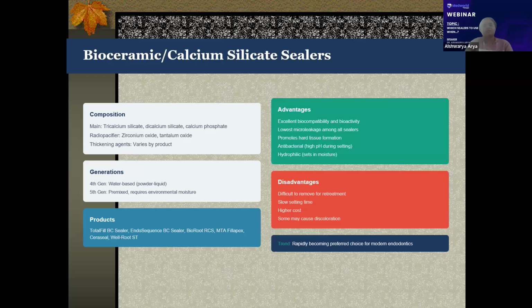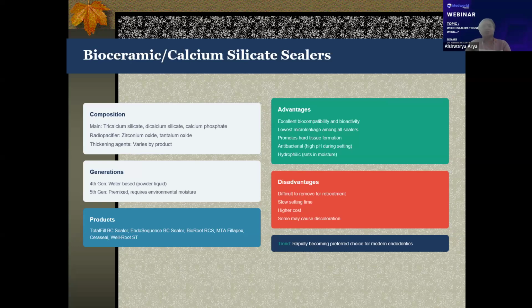Coming to the latest advantage of bioceramic, that is calcium silicate based sealers, having tricalcium silicate, dicalcium silicate, and of course, calcium phosphate. They have various agents as thickening agents. So we also have water based and pre-mixed bioceramic sealers, and they have very excellent biocompatibility and bioactivity, where even if some sealer has extruded beyond the periapical space or periapical foramen, it still acts as one of the best sealers which could be used for biocompatibility.